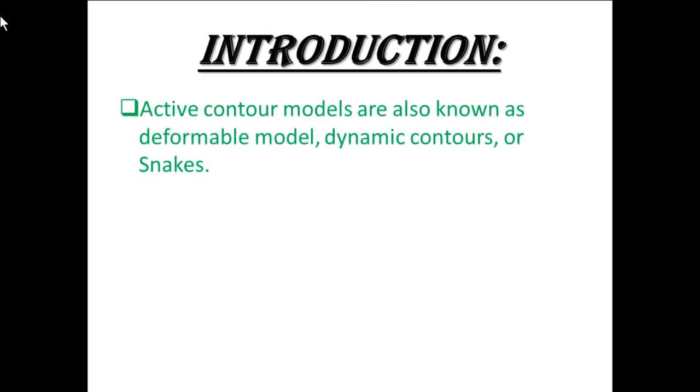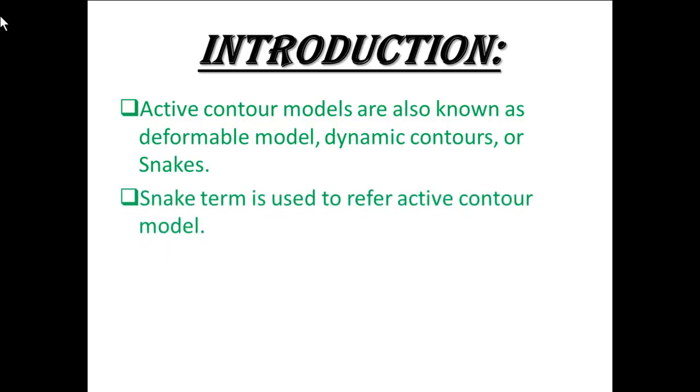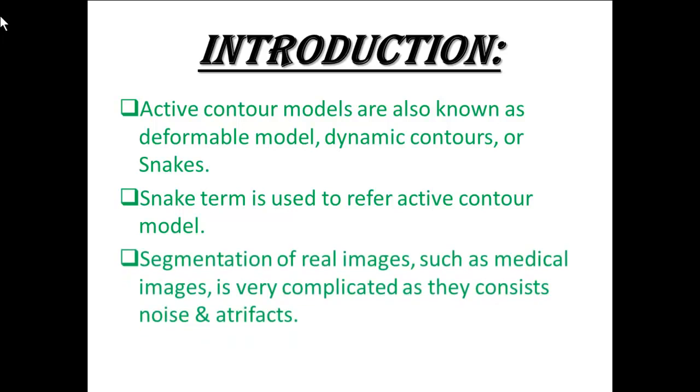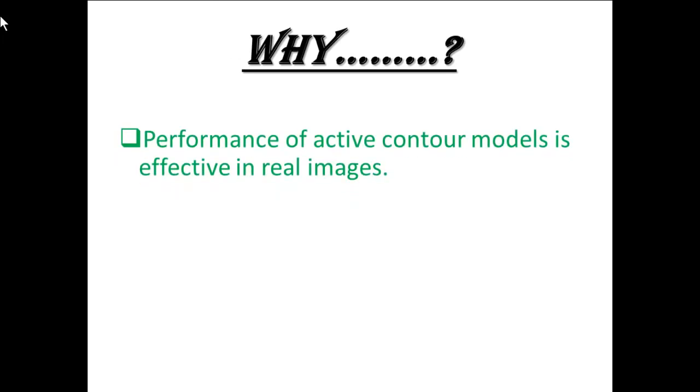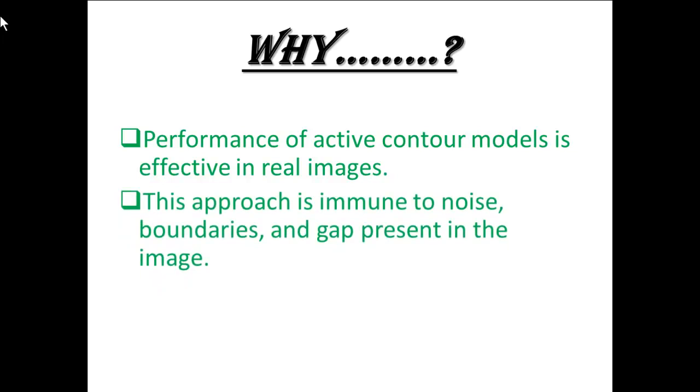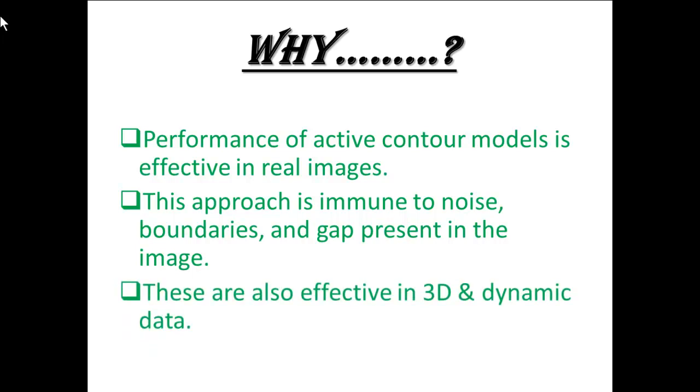Contour based method. Introduction. Active contour models are also known as deformable models, dynamic contours, or snakes. The term snake is used to refer to the active contour model. Segmentation of real images such as medical images is very complicated as they contain noise and artifacts. Why so? Performance of active contour models is effective in real images. This approach is immune to noise, boundaries, and gaps present in the image. These are also effective in 3D and dynamic data.